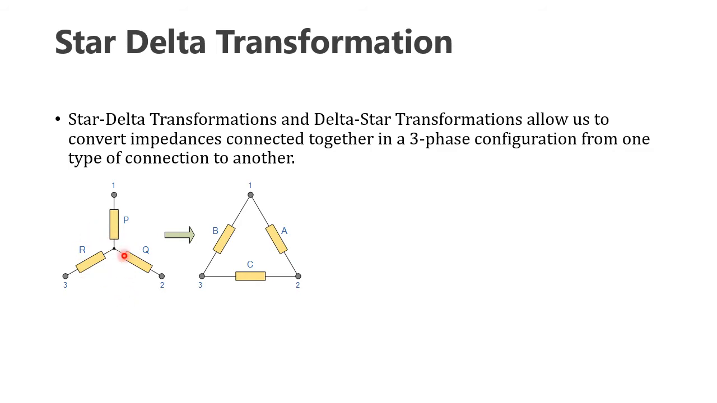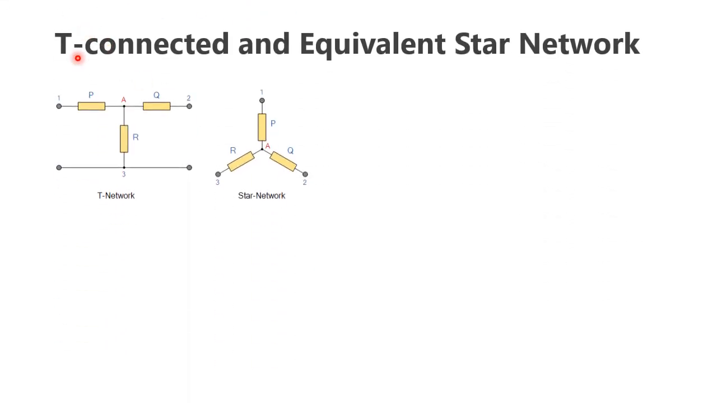So here you are seeing that this is called the star connection and this is called the delta connection. T connected and equivalent star network. Here you can see this type of network you will be familiar with from basic electronic circuits. Now we are going to analyze what a star network is. The most important thing to consider is that we call this star network the T network. So normally this T network is the star network.